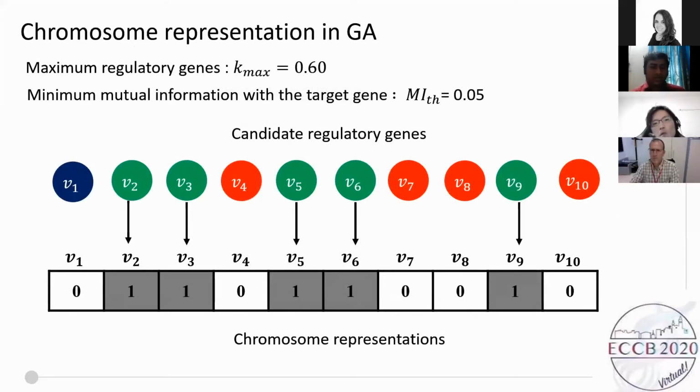Here is our chromosome representation in the GA. There are two main constraints for the GA representation. The first constraint is Kmax, which does not allow too many regulatory genes. And a regulatory gene with lower mutual information with the target gene is discarded from this chromosome representation. So the chromosome is represented by a binary vector. Here the ith value is represented by 0 or 1. 1 means the regulatory gene is included in the chromosome, 0 means it is excluded from the chromosome. This is our chromosome representation.